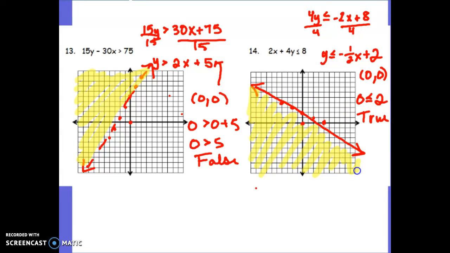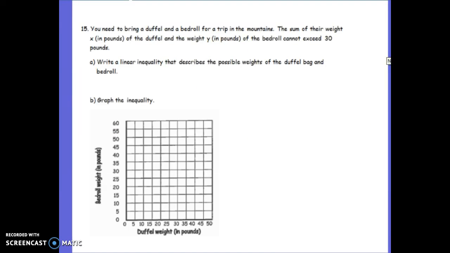It'll look like this. All right, now the last problem is a word problem, so let's take a look at it. It says you need to bring a duffel and a bedroll for a trip to the mountains. The sum of their weights, the weight x of the duffel bag and the weight y of the bedroll, cannot exceed 30 pounds.